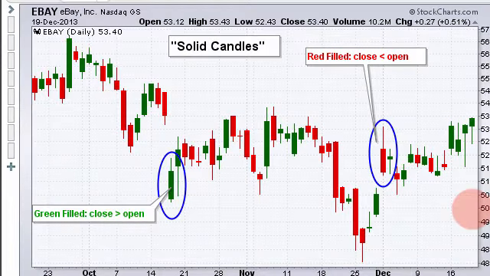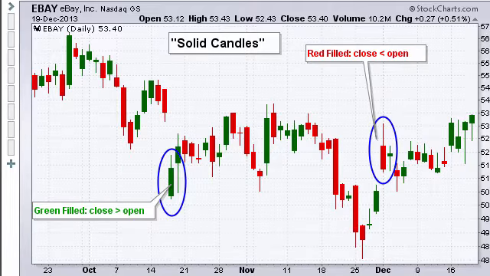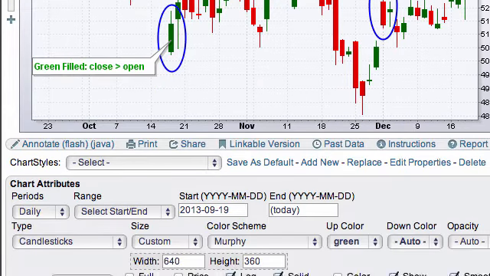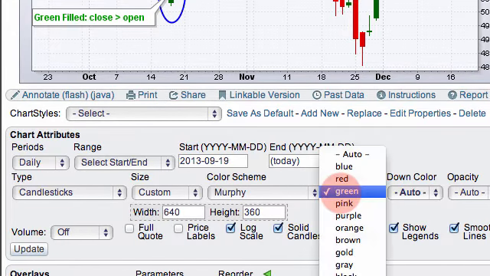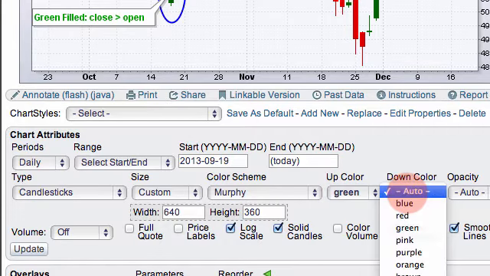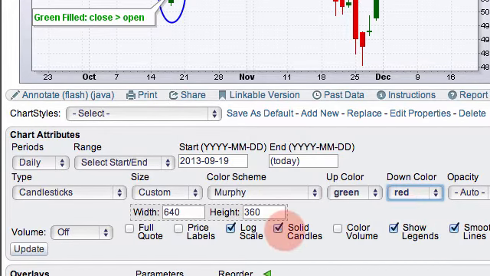All right, here's an actual picture from the SharpCharts workbench. And if you scroll down just below your SharpChart, you're going to see the color options. So I've chosen candlesticks, and I chose an up color of green, and you can choose a down color or it will default to red. And then you can see the solid candlestick box. And I'm checking that box to create solid candlesticks. And of course, you click update and you will be given your new solid candlestick chart.